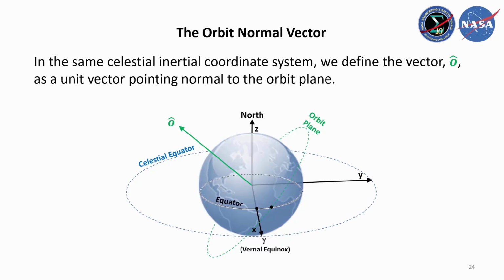Next, in our pursuit of an expression for the beta angle, we'll need an expression that describes the orientation of the orbit.